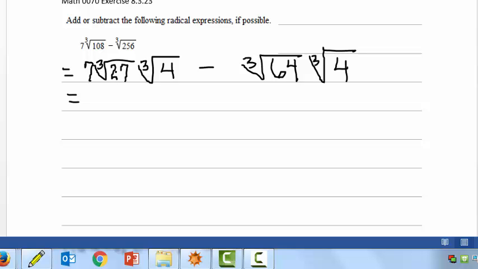perfect cubes. So 7 times the cube root of 27 times the cube root of 4 is 7 times 3 times the cube root of 4. And that's because the cube root of 27 is 3. The cube root of 64 is 4, and that gets multiplied by the cube root of 4.